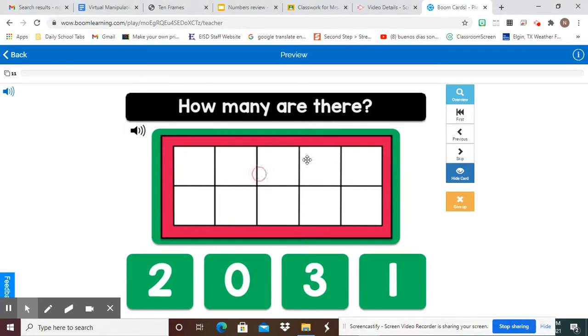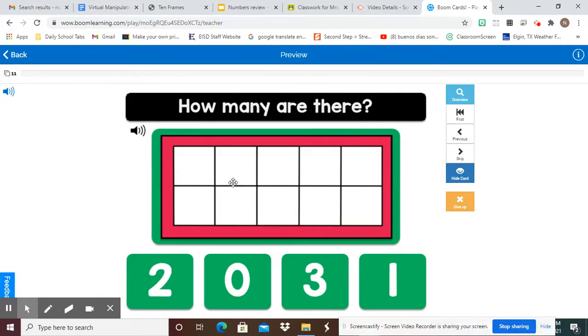So here we have a 10 frame and it says how many are there. So remember, there are going to be circles or counters on the 10 frame. So right now, how many circles or counters do you see on that 10 frame? Do you see any? I don't see any. So what number is it when you don't have anything? You remember? What number is it? 0. Good job. It's 0 because there's nothing.